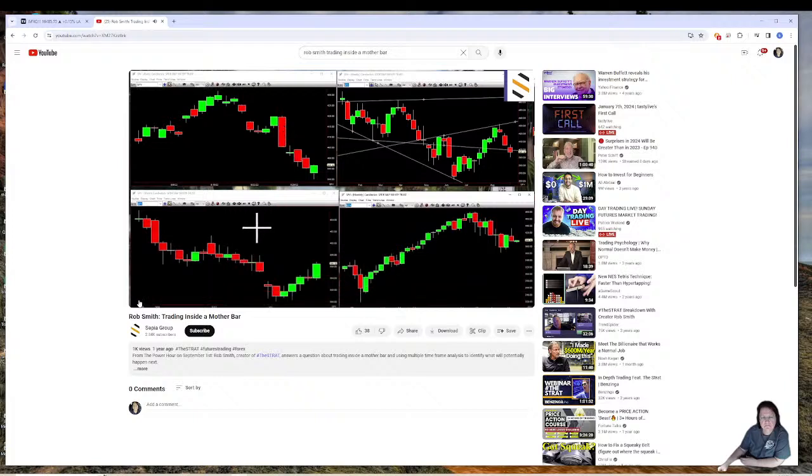So we're always looking at the multiple time frames and saying, okay, if it goes up, what potentially happens here? If it goes down, what potentially happens here? If it goes inside, what does that mean? So hopefully that makes sense.